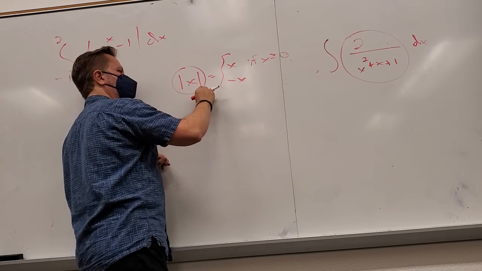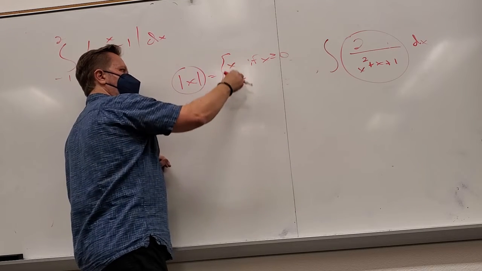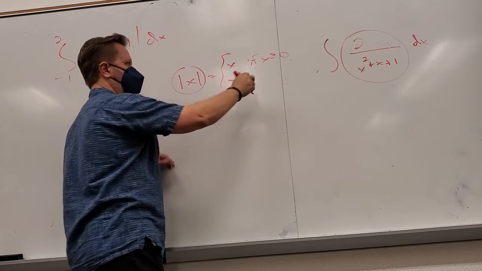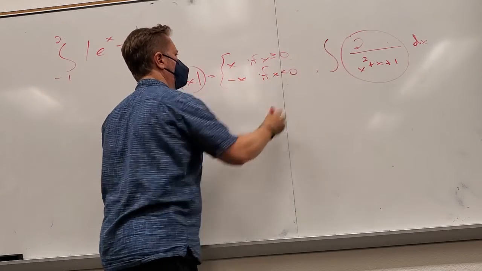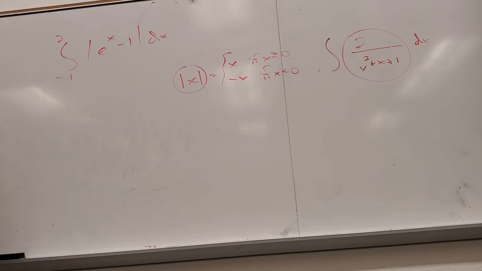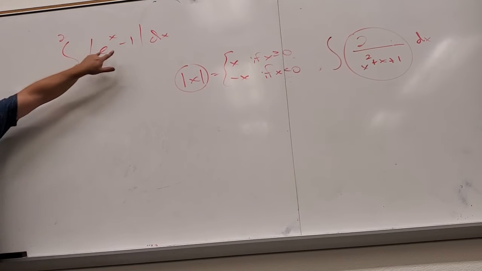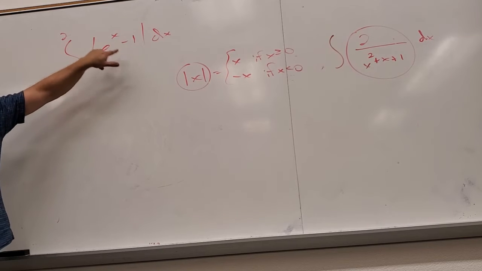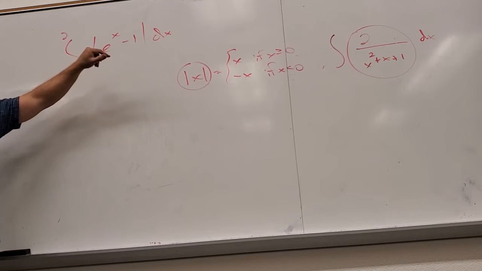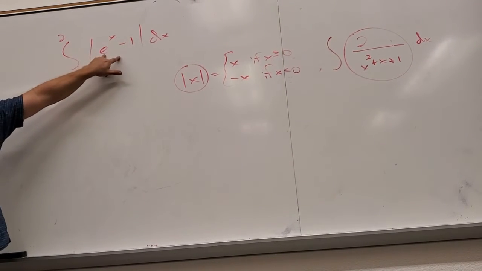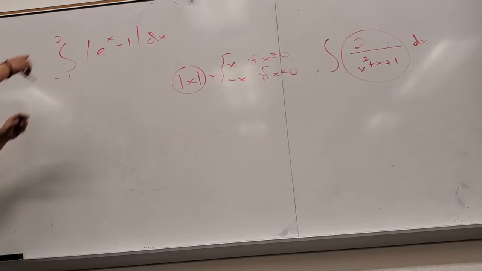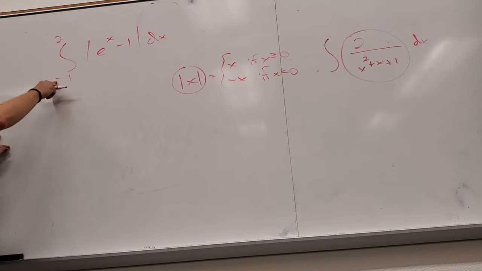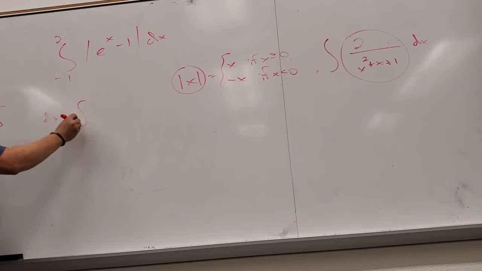So this weird little function, to be honest, I kind of wish we never created it, because it's hiding the fact that it's actually two things. But that's me being weird. So where is this 0, where it changes signs? At 0. And is 0 in the interval? Yes, so then you have to go from -1 to 0, and then from 0 to 2.